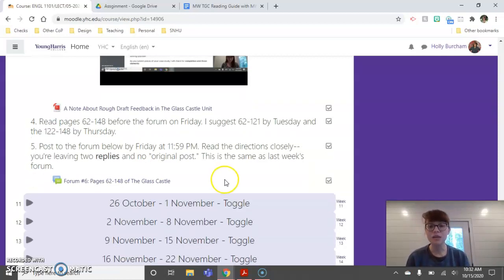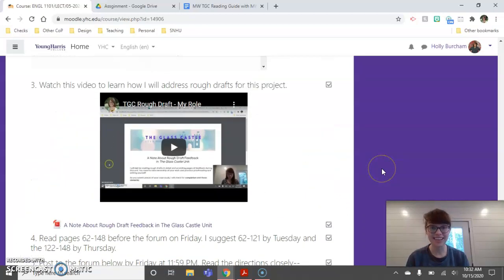And then forum number 6 is exactly like forum number 5, where I have posted 4 different options and you just choose 2 of them to reply to, and then all of the directions are the same. And that is week 10.